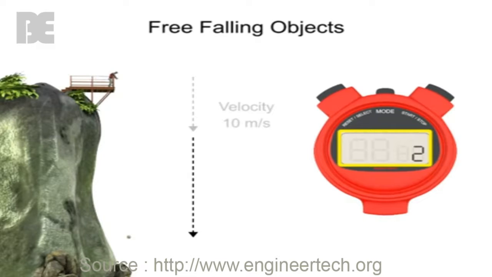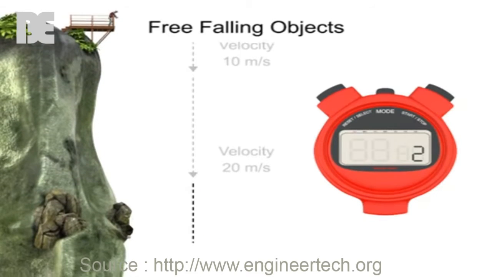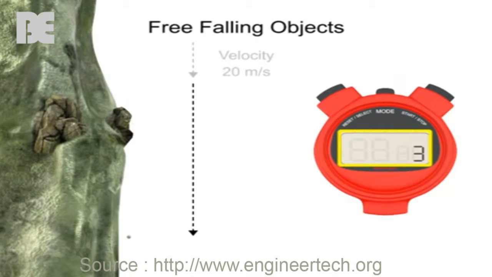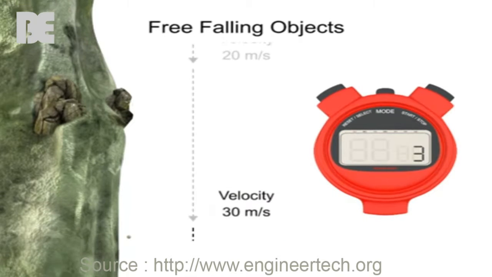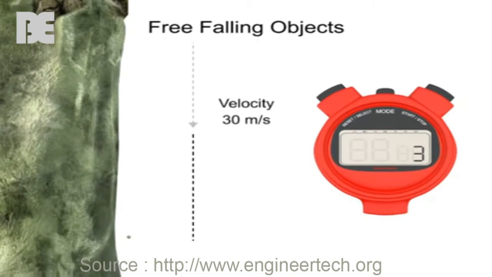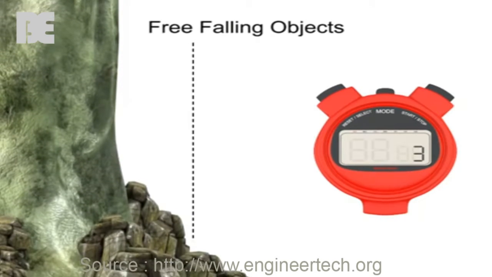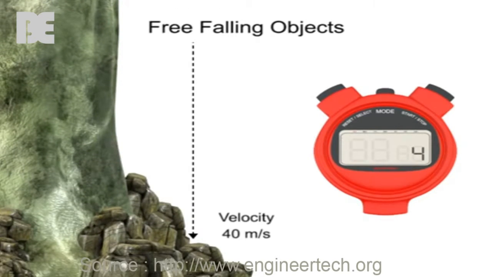After 2 seconds, its velocity is 20 meters per second. After 3 seconds, it is falling at a velocity of 30 meters per second. With each passing second, the rock is gaining speed by 10 meters per second until it's stopped by the surface of the Earth.